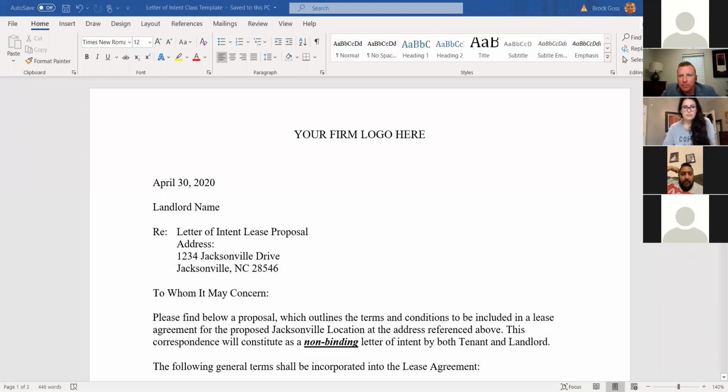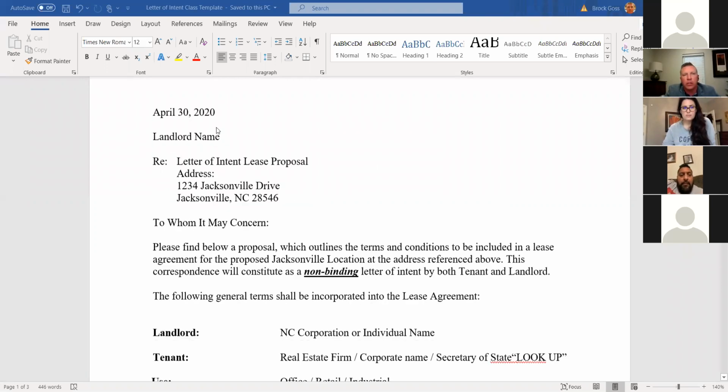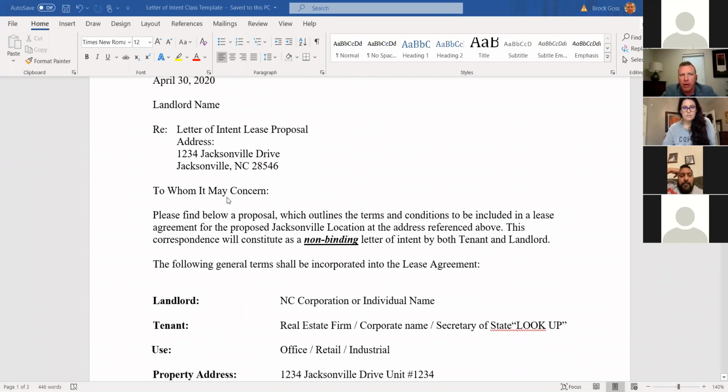All right. Can everybody see this Word document? All right, so at the very top, the first thing I want you to know is this could be a Word document or whatever type document. You can put your logo here, or if we're able to get this made, Heather, we could just put the Jacksonville Board of Realtors or whatever, we could put commercial up here. And then you want to start with the date, the landlord's name, and then this is what we're referencing right here, okay? We're referencing the letter of intent lease proposal.